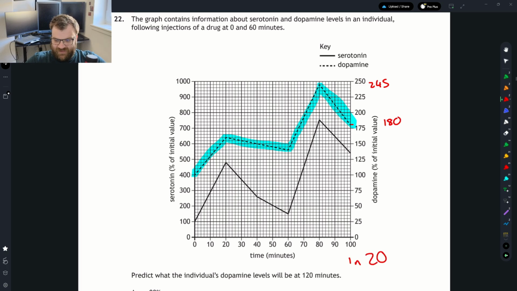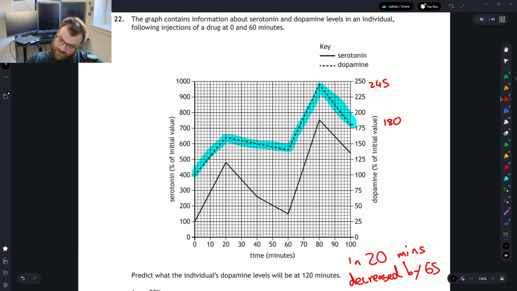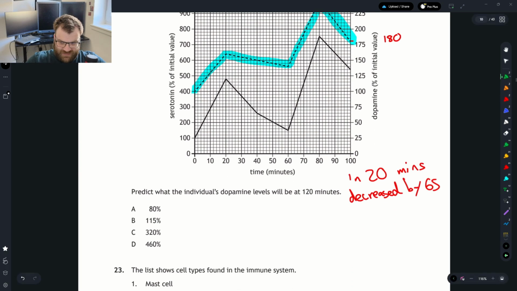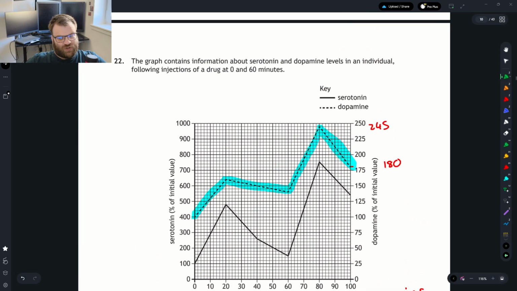So in 20 minutes, we've gone down by 65. And if we go in for another 20 minutes, we're going to again decrease by 65. So 180 take away 65 would give us 115. And the reason that I've said it jumps by the same value is that it's going down steadily over the 20 minutes from 80 to 100.